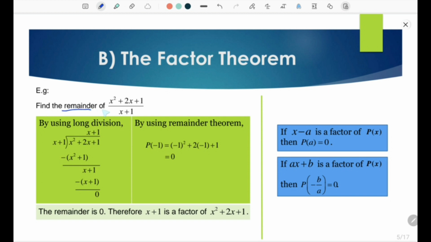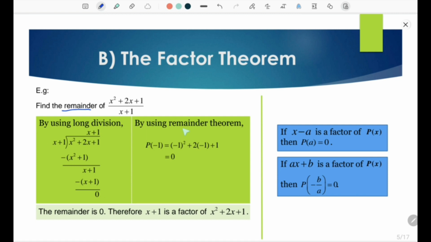Now let's look at an example of the factor theorem. Find the remainder of x squared plus 2x plus 1 divided by x plus 1. You have two methods to find the remainder: the first is long division, and the second is the remainder theorem. For long division, we have x squared plus 2x plus 1 divided by x plus 1, and we get x plus 1 as the quotient with remainder 0.